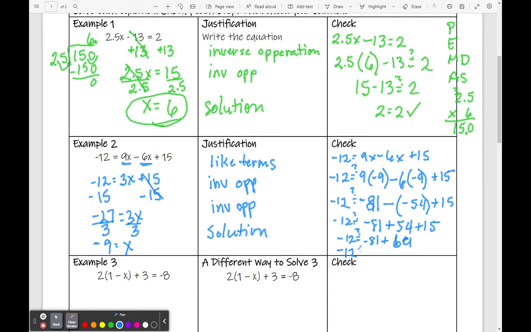Negative 12, negative 81 plus 69. So I would need 2 more to the 9 to get to 1, and then 10 more to get from 70 to 80. So it's a negative 12. It does check out. So my solution is that x is equal to negative 9.